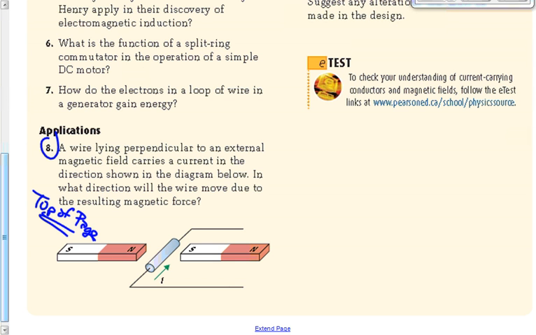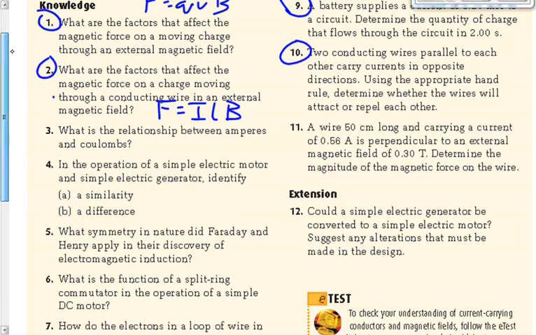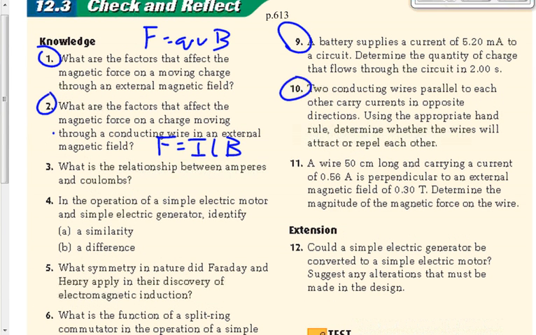Right, thumb, fingers, palm points towards the top of the page. Number 9 says the battery supplies a current of 5.2 milliamps. We're going to want to circle that right away because that's a non-standard unit, right? Milliamps. We haven't seen that a whole lot lately because we've been using a lot of hand rules, and we haven't had to worry so much about things like milliamps. But whenever you see non-standard, remember to circle it.